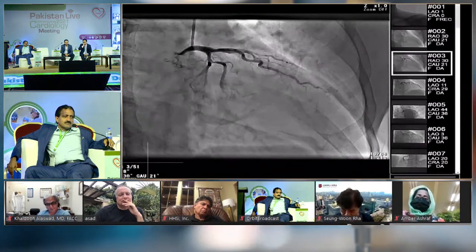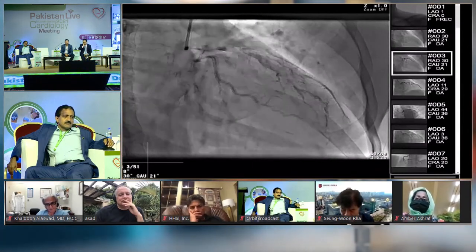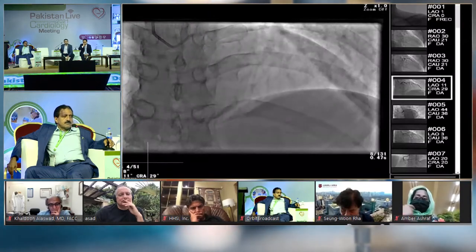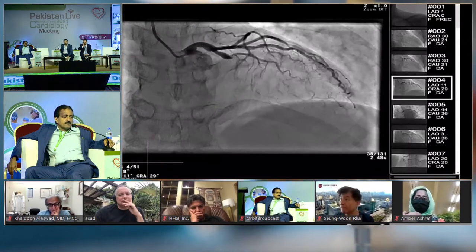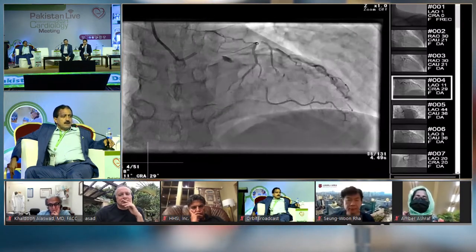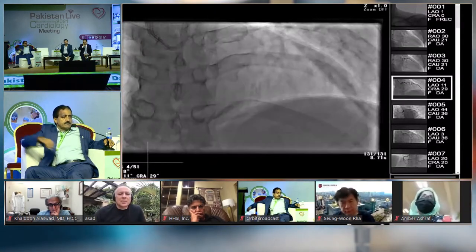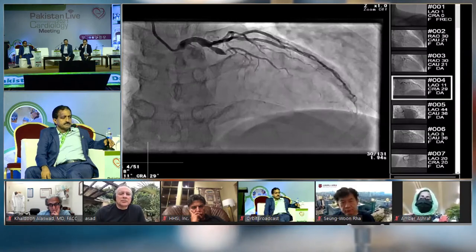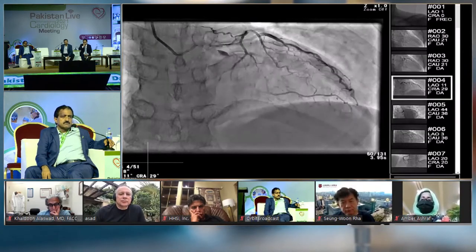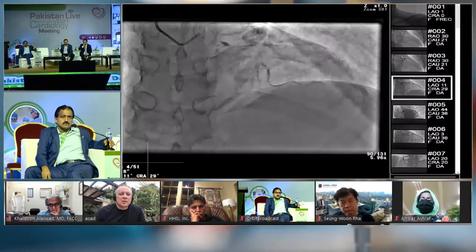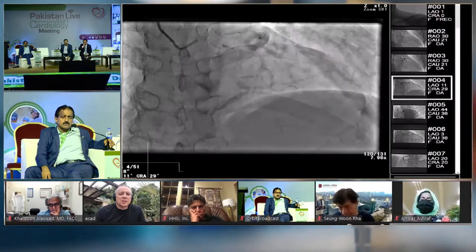Forward. So that's the left sided. Next, please. You can see the critical lesion in the OM, and there's a large, slightly tapering end, this mid LED. You can see a little bit of cross filling, late filling from the ipsilateral side. There's a medium sized diagonal there. You can see a bifurcating LED distally. Next, please.